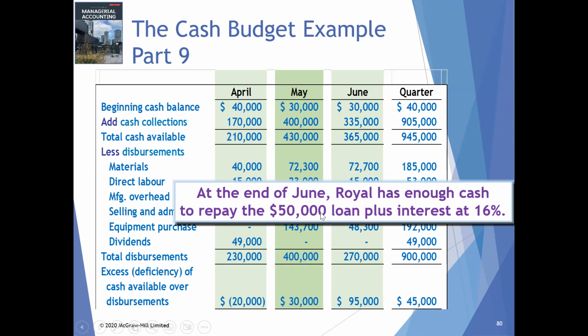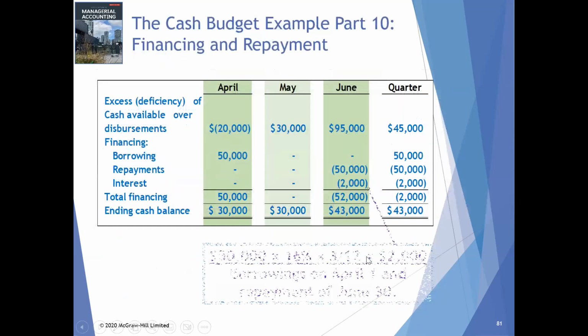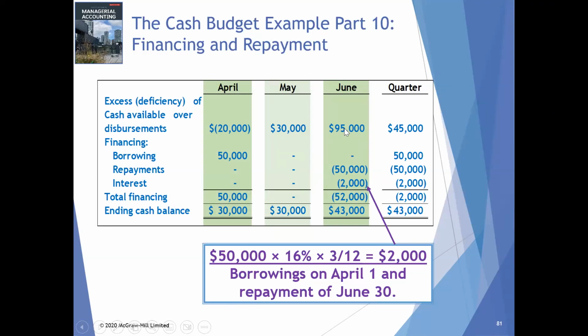The $50,000 the company will definitely pay at the end of June, plus interest at 16%. So now in this case, $95,000 is the cash available for disbursement, and for the financing, $50,000 and $2,000, $52,000, which is total financing, will be subtracted from this $95,000. Minus this one, $43,000. So $43,000 is available in the month of June.